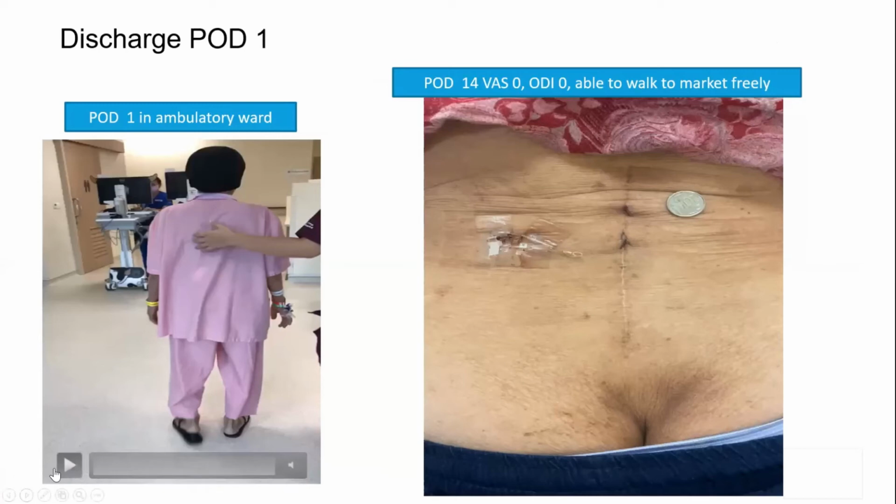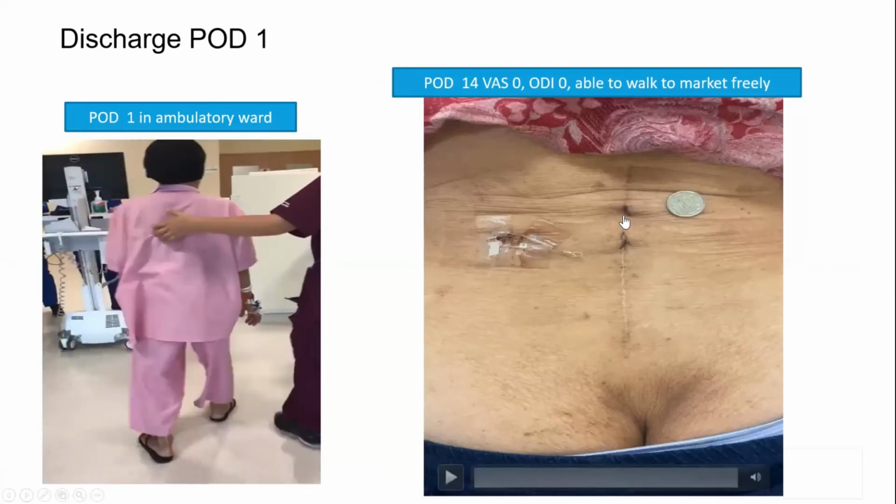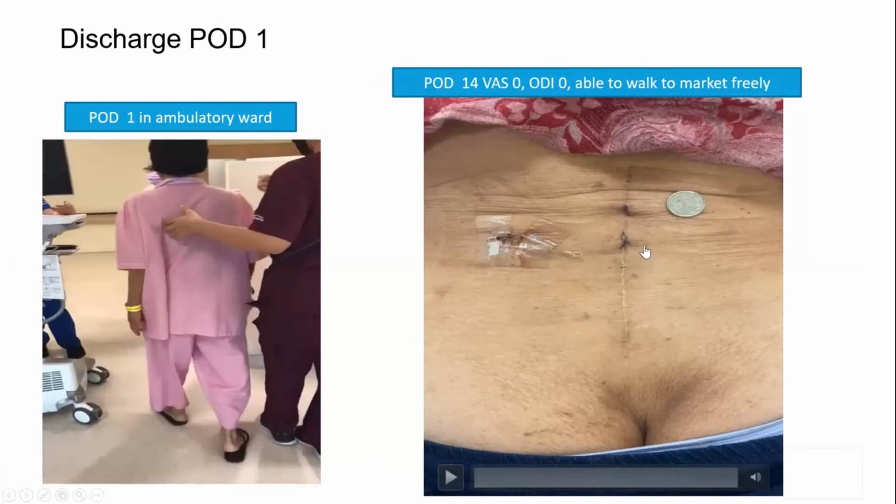So this post-op patient did very well. Interestingly, we managed to incorporate the UBE scar back to where her laminectomy is. So she doesn't have any new scar actually.